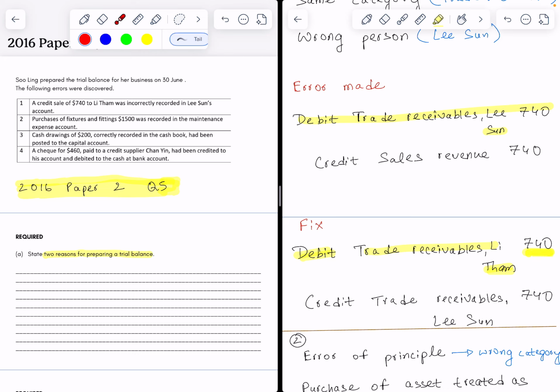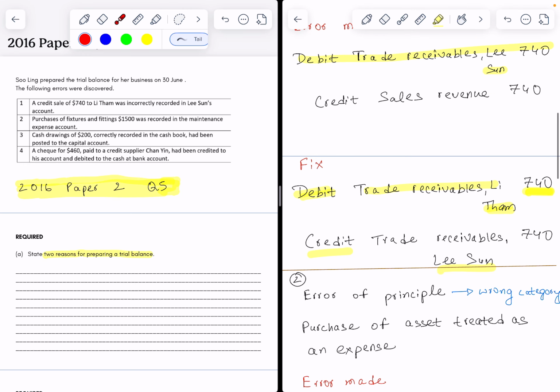So that's why we will debit trade receivables Lee Tam by 740, and that means that our assets are increasing, specifically due to the credit sales that we have made to Lee Tam, who is the correct person in this case. And at the same time, we will reduce the balance that we thought initially that Lee Sun owed us, which was a mistake, and we would be crediting the account for Lee Sun, okay? So this is the main journal entry to fix this.